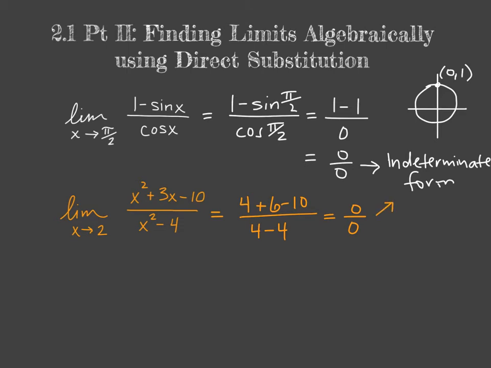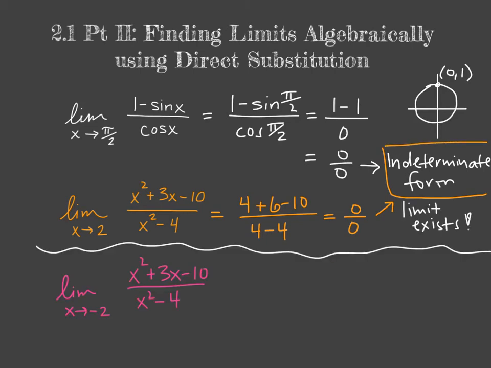I'm not going to rewrite it. But when we have indeterminate form, again, that means that the limit exists. The limit actually exists. We just don't know what it is yet, so we're not quite there. So you can just write indeterminate form at this point if you get 0 over 0. Let's take a look at one last example here.